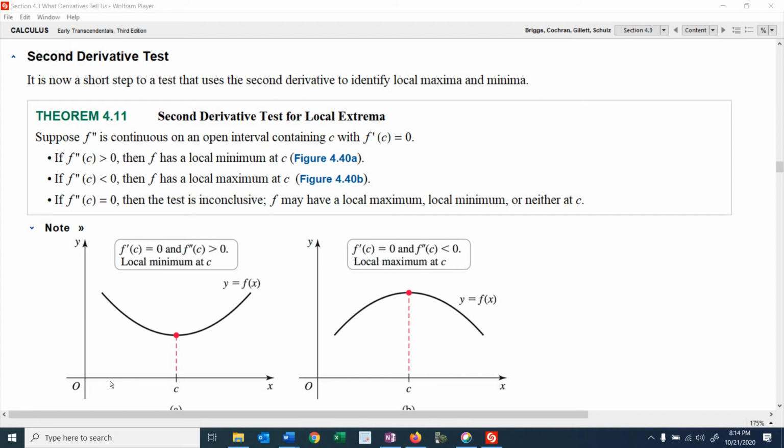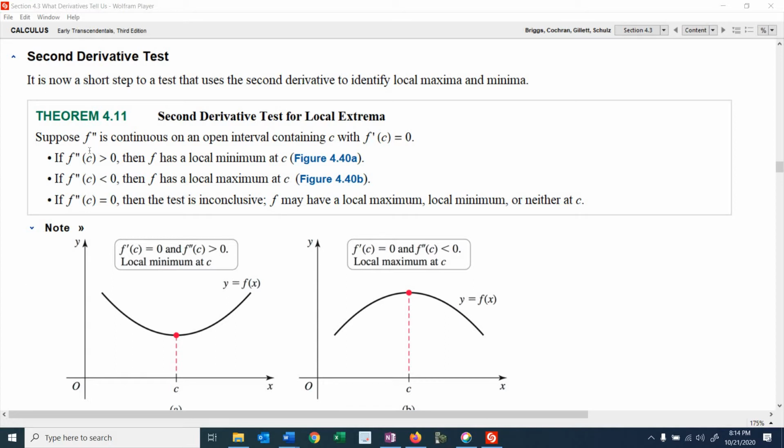Hello again. In this video, we're going to talk about the second derivative test, which is an alternative test that we can use to find local maximums and local minimums. Now, the reason I say an alternative test is because we already have a test that we can use to find local maximums and local minimums known as the first derivative test, which we talked about in a previous video. And we're going to compare the two in a moment. But let's talk about the second derivative test first.